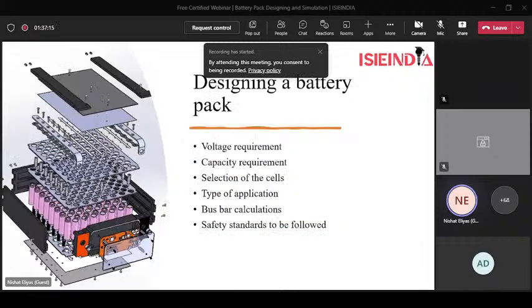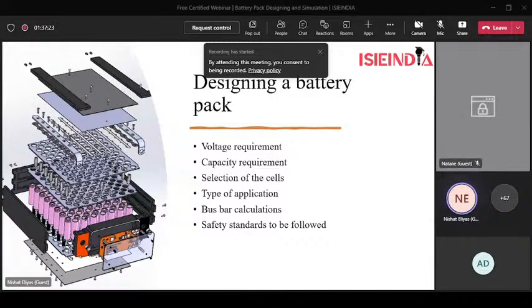So moving ahead, some of the things we need to consider while designing a battery pack are how much voltage is required. Let us suppose that we are installing a motor with a rating of 1 kilowatt and 60 volt. Which kind of battery pack will we have to design so it can provide power of 1 kilowatt as well as 60 volt?